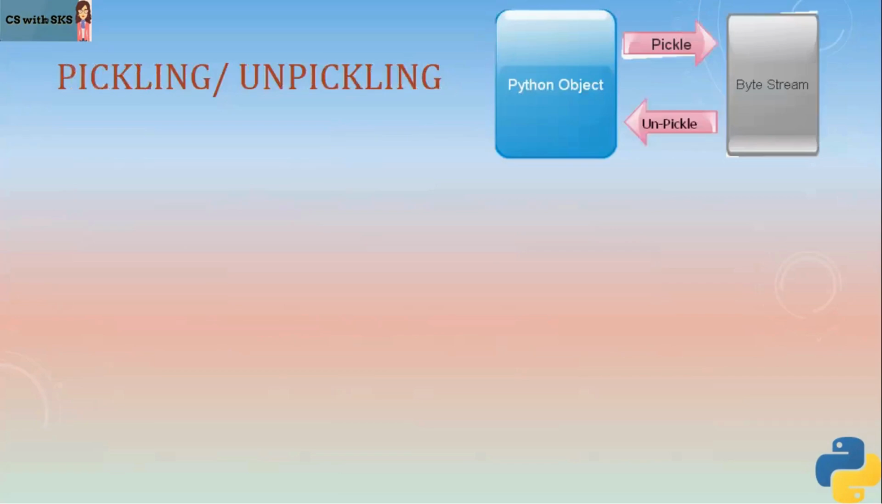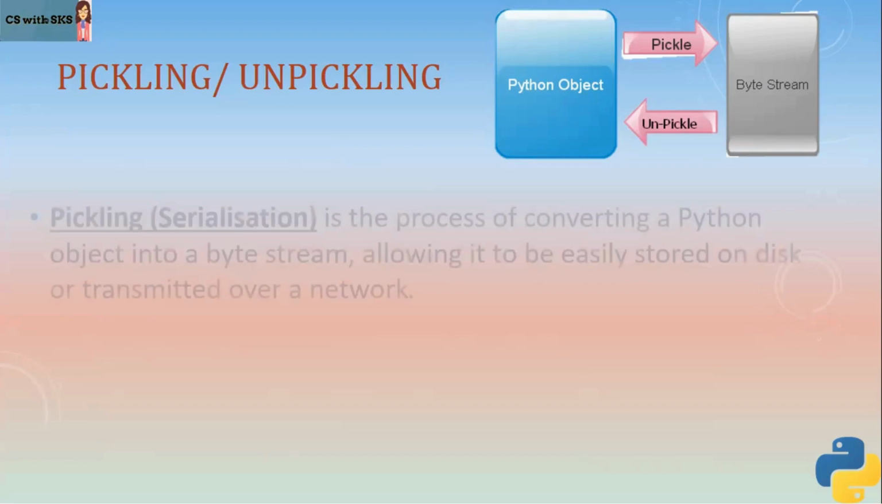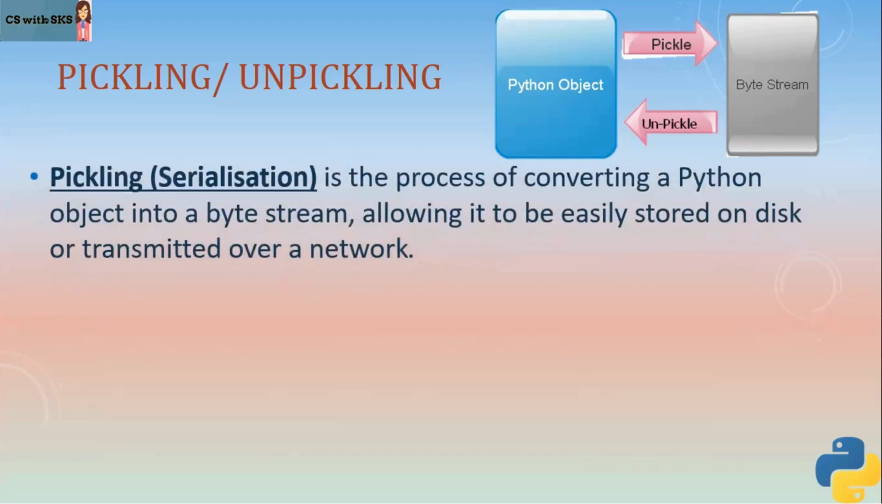Now, in binary files, it is very important to understand that we use a pickle module in order to do pickling and unpickling. And what is pickling and unpickling? That is what we are going to understand now. So, pickling is basically a process of converting a Python object into a byte string. So, Python objects, for example, you can have data in the form of list, you can have data in the form of dictionary. So whenever you have data in these Python objects, you need to convert them into byte stream.